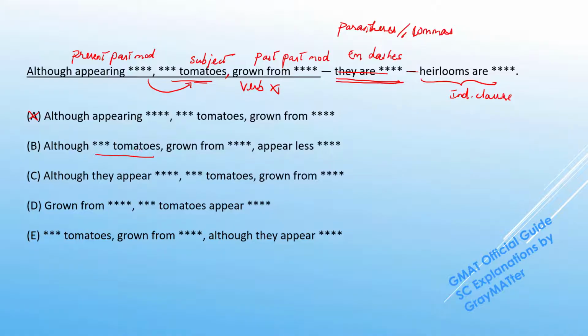Now in B, instead of the present participle modifier construction, we start off with these tomatoes itself, although these tomatoes followed by a past participle modifier grown from these seeds appear less. So these tomatoes appear. So we have the subject and the verb. So we have a proper clause construction, and the although is a subordinating conjunction that makes this construction a dependent clause. So although these tomatoes appear like something, something, something, this is a dependent clause.